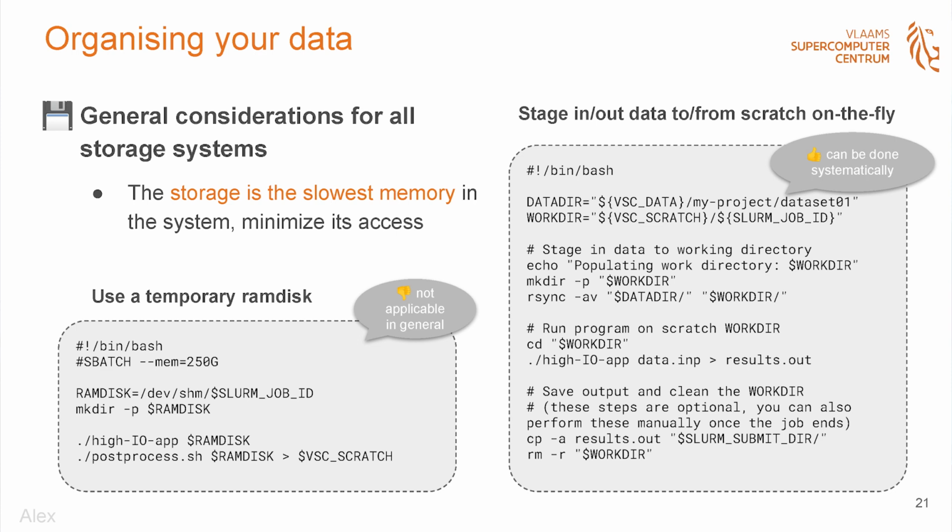Or also you can set up, with a few lines of code, an automatic way of moving data between VSC data and VSC scratch, so that your important data lives in VSC data, because that's the reliable storage, but then you want the fast performance for every job. So you can just, in a few lines, copy data to the scratch, run the calculation from there, save the data that is needed to the VSC data, and that happens all automatically.